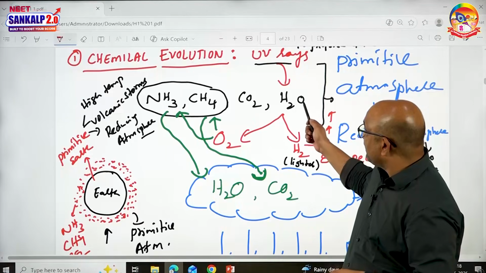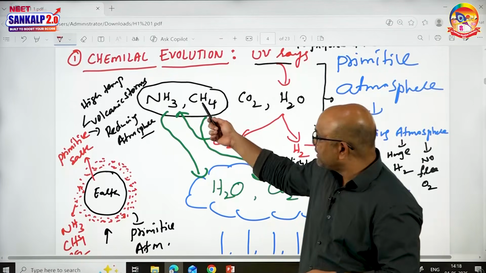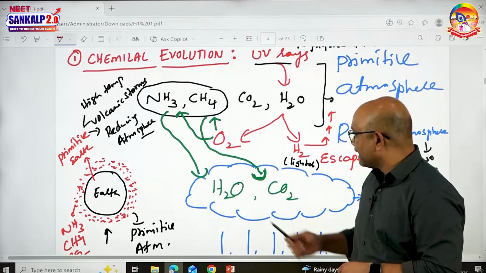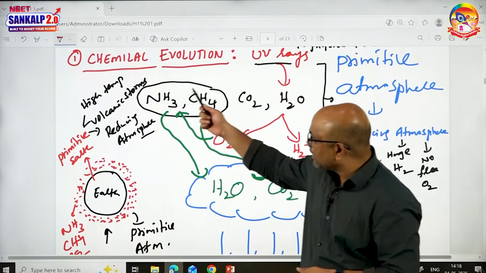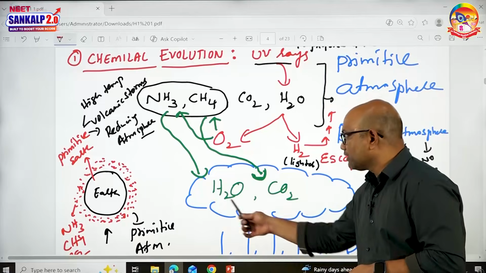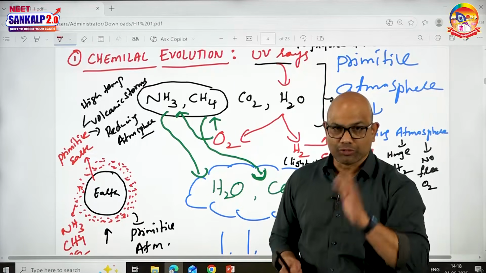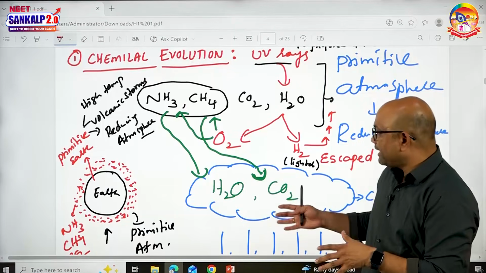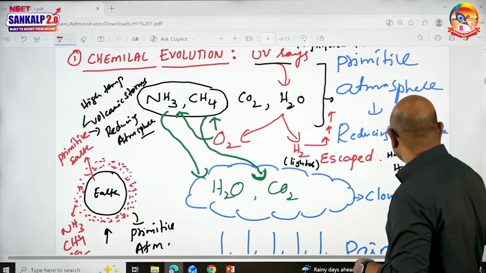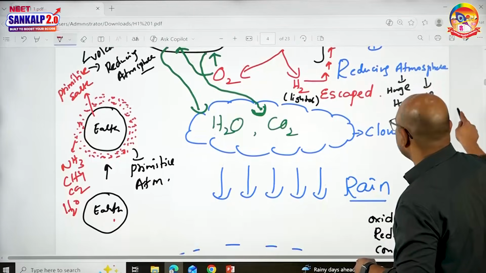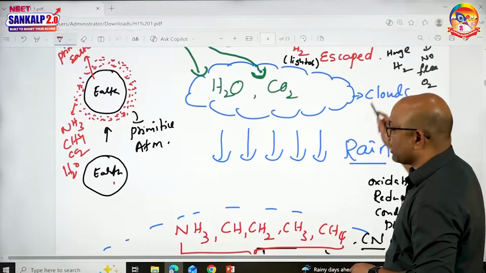The reaction between oxygen and methane produced more carbon dioxide. Oxygen with ammonia produced more water vapor. In this reaction, of course, ozone, O3, is also produced. But what happened when more water vapor and carbon dioxide were produced? Carbon dioxide and water vapor together formed clouds.